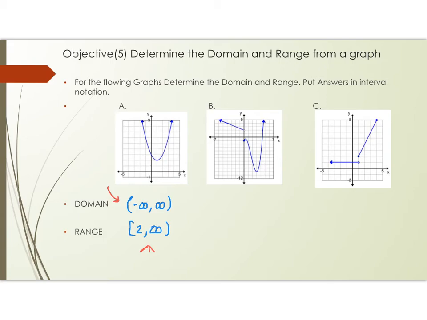For the range, you can see that the vertex of the parabola is at 1, 2. So it starts at 2 and it continues in a positive direction. So we have a bracket 2 comma infinity. So I would like you to pause the video again, and I would like you to try B and C. Don't restart the video until you've figured out what the domain and the range is.